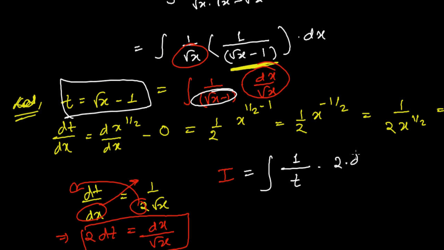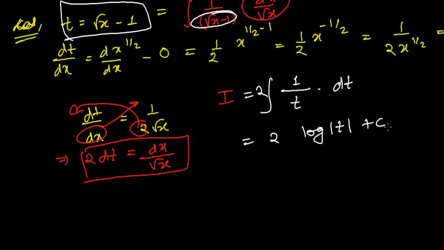Instead of writing 2 times dt, I'm writing dt here and 2 here. That's the same thing. The integration of 1 over t is simply log of the absolute value of t plus some constant. The 2 will multiply that constant, and you'll get 2c, which is again a constant, so I'm not going to write that. So now it's 2 times log of the absolute value of t.